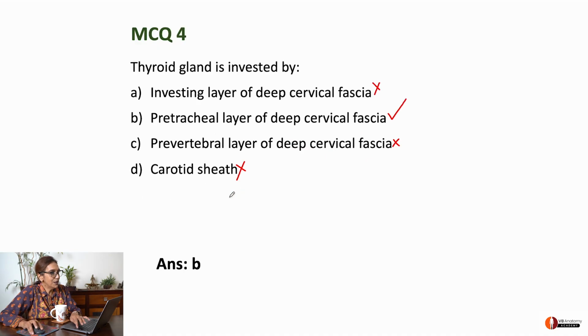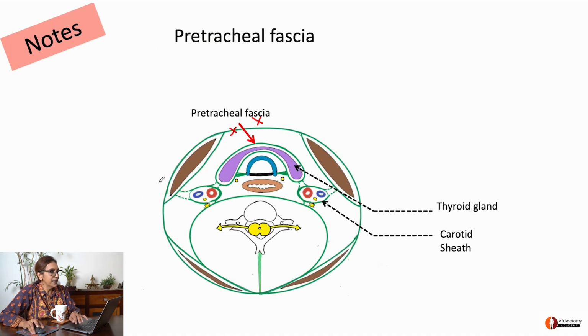Okay. We can use the image we saw earlier again. See, this is your trapezius muscle enclosed in investing layer. This is your sternocleidomastoid enclosed in investing layer. But this is your thyroid gland enclosed in pretracheal fascia. Okay. So that's how you have to go back to your notes and use them for purpose of revision.